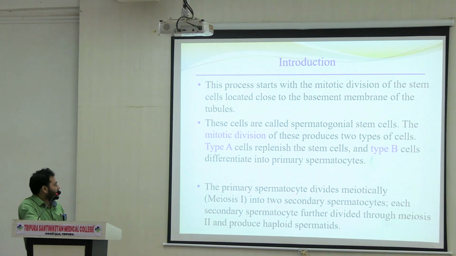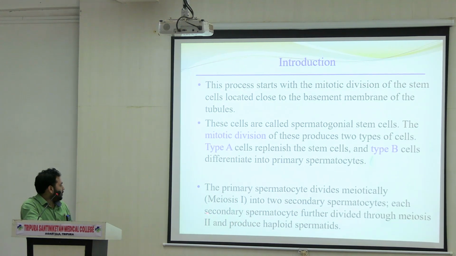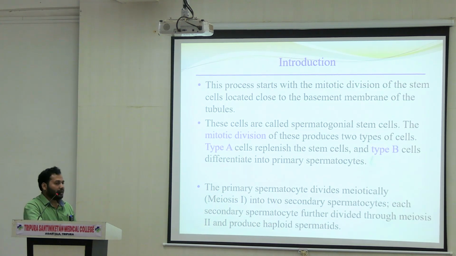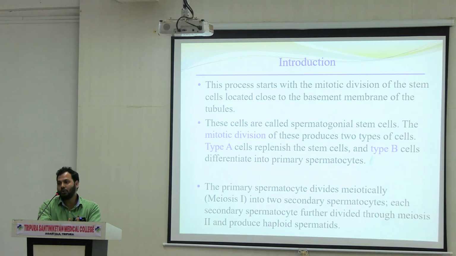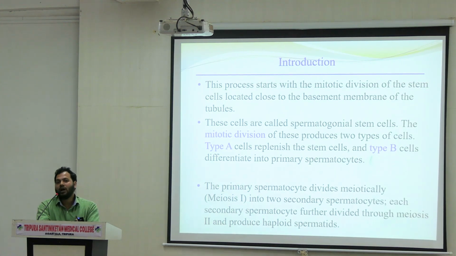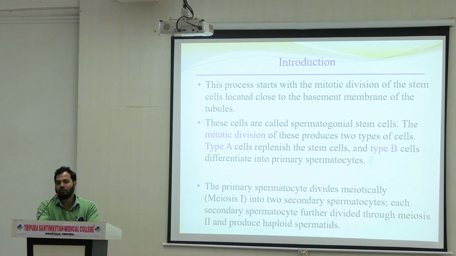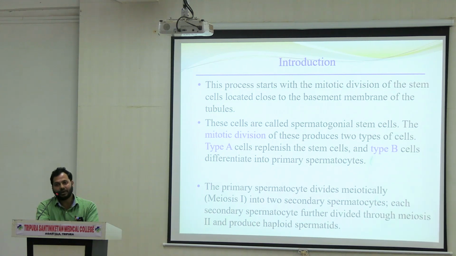Now, as I mentioned, the next cell division event is meiosis 1, which gives secondary spermatocytes, and meiosis 2, which gives haploid spermatids, right? So spermatogenesis is very important because it produces the mature sperm cells, which are essential from a physiological point of view, because only once it produces the mature sperm cells is it possible to fertilize the opposite sex cell, that is the egg cell, right?